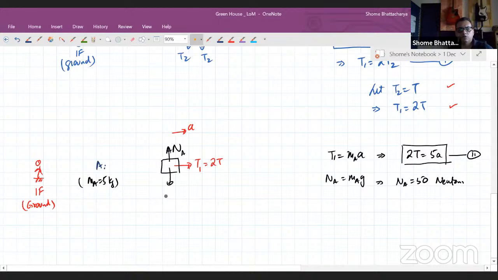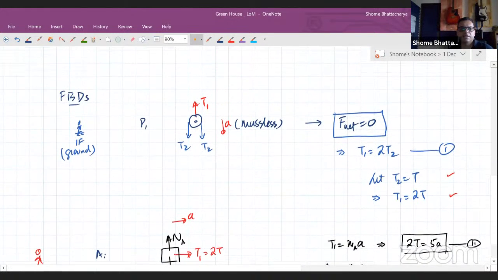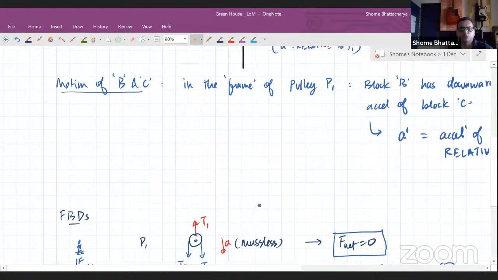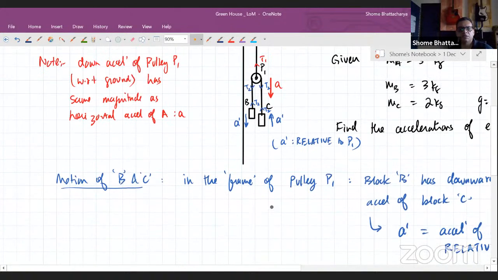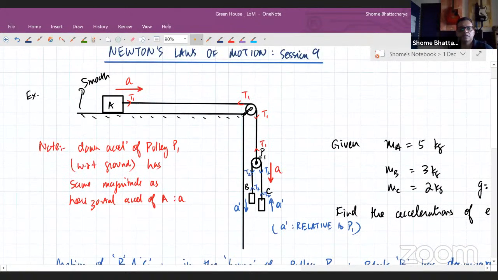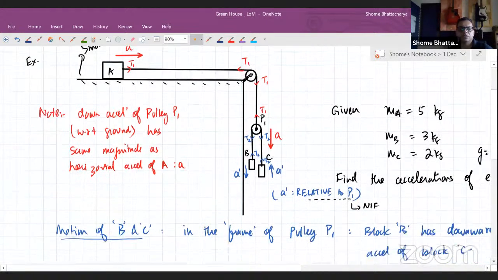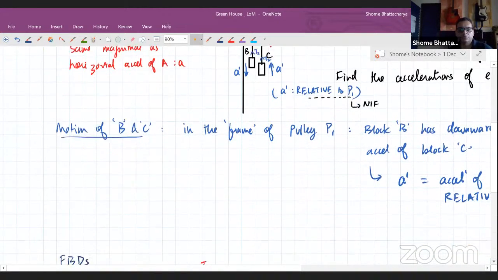Now next we will move on to the free body diagrams of B and C. But the thing is, remember, B and C's acceleration, and the A prime acceleration that we've written, that is in what frame? That is in the frame of pulley P1. So remember this downward A prime of B and the upward A prime of C, that is in the frame of the pulley P1. It's relative to P1, and P1 is a non-inertial frame because it's moving down. Okay, so we have to make the free body diagrams of B and C in the non-inertial frame.